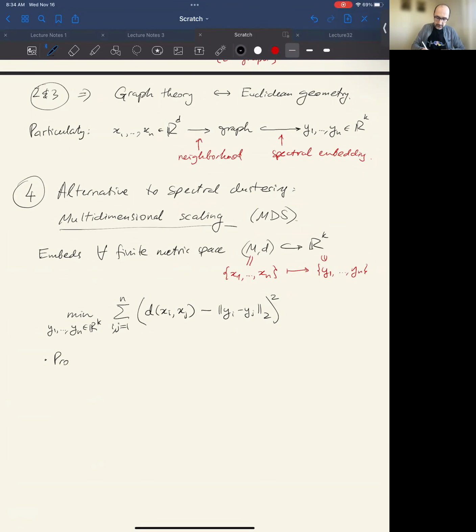The advantage of multidimensional scaling, the pro, is that it is general. The disadvantage is that the objective function is not convex. And so we do not know if it converges, we do not know if it gets stuck in a local minimum or finds a global minimum, and we don't know pretty much anything about it, so there is no theory for multidimensional scaling. Sometimes it works pretty nice.